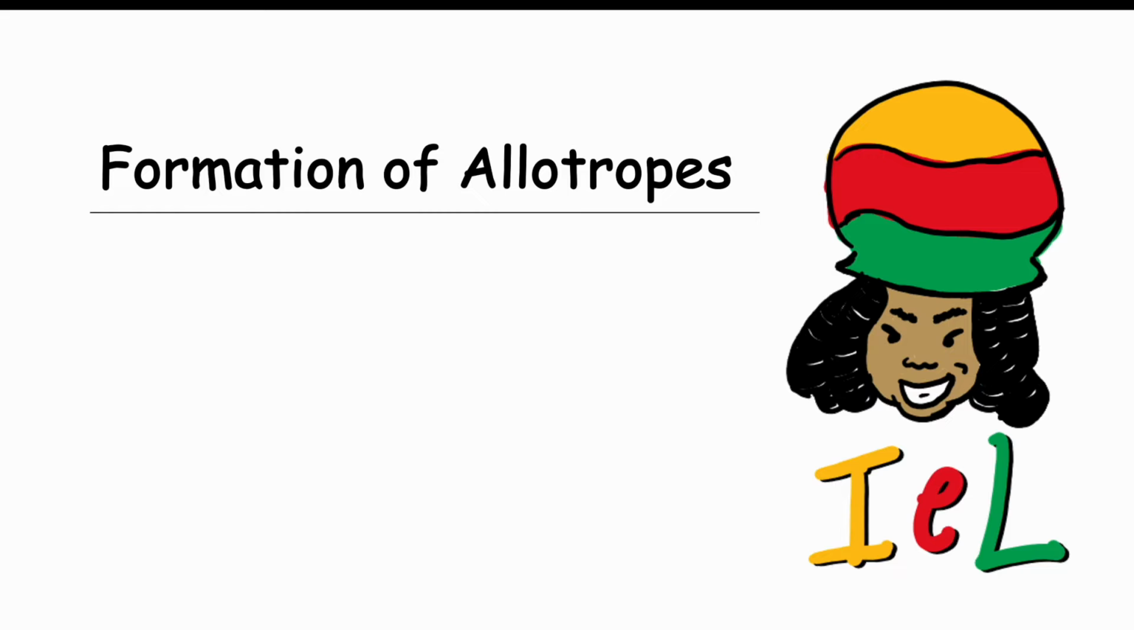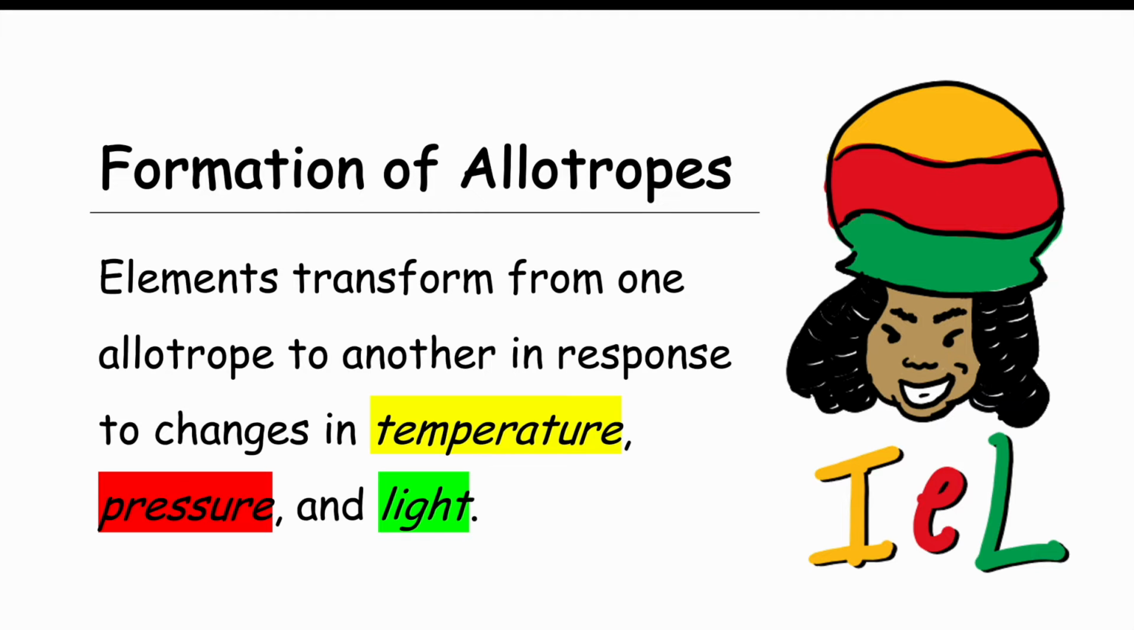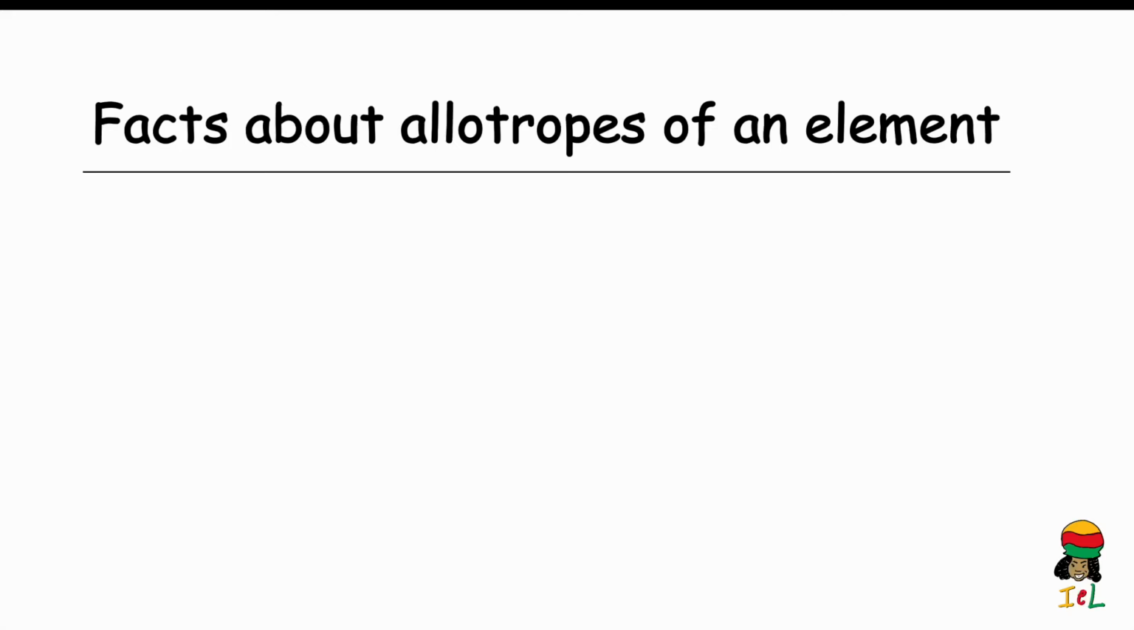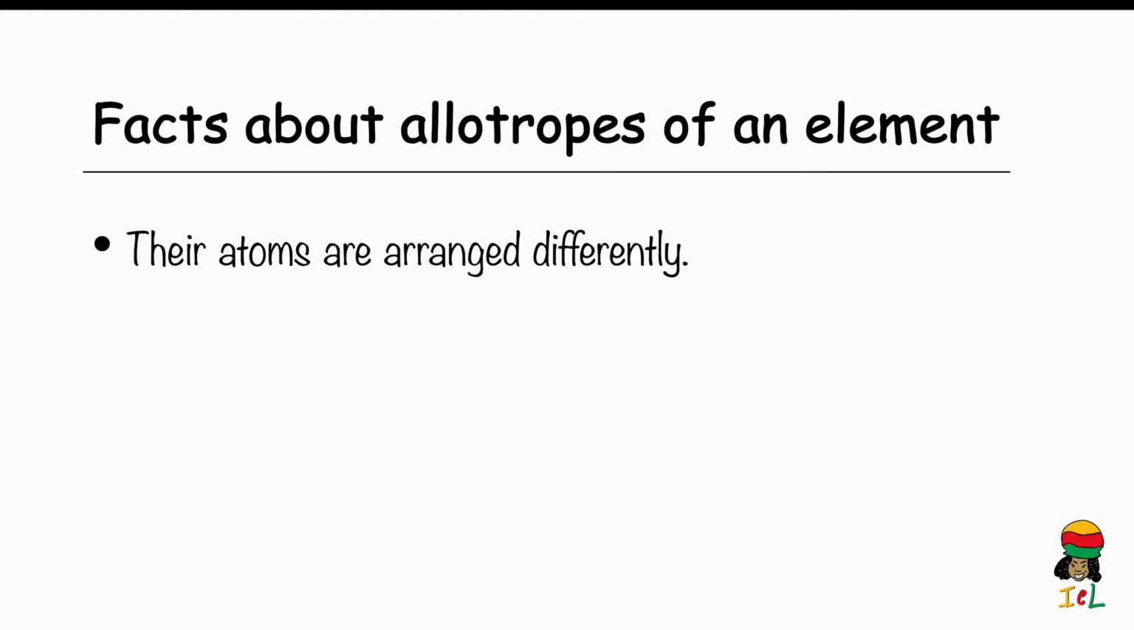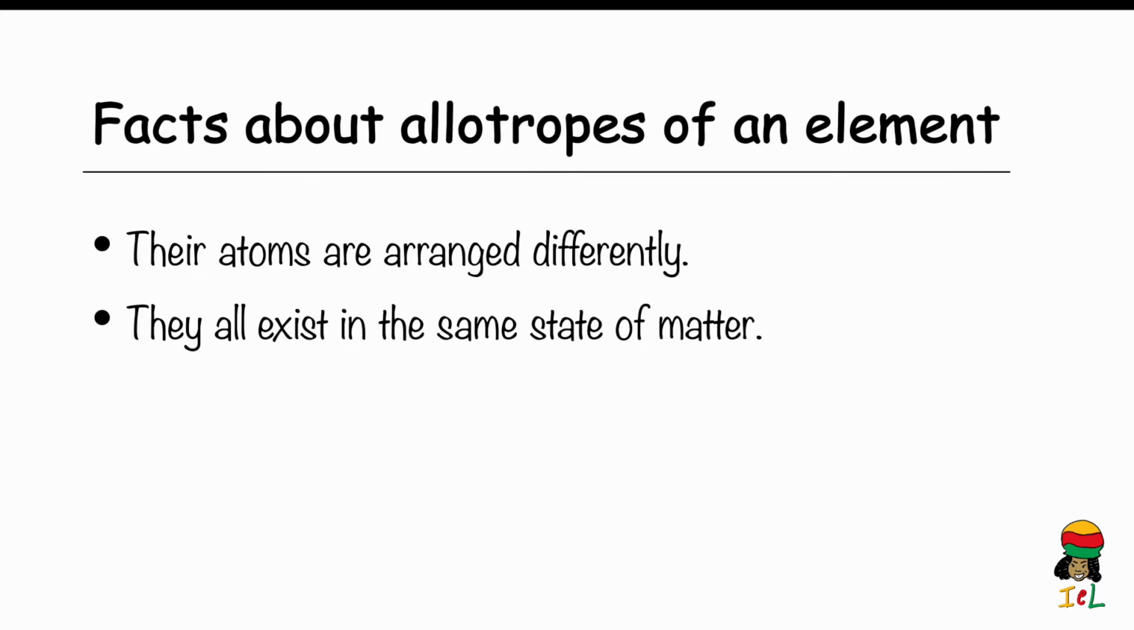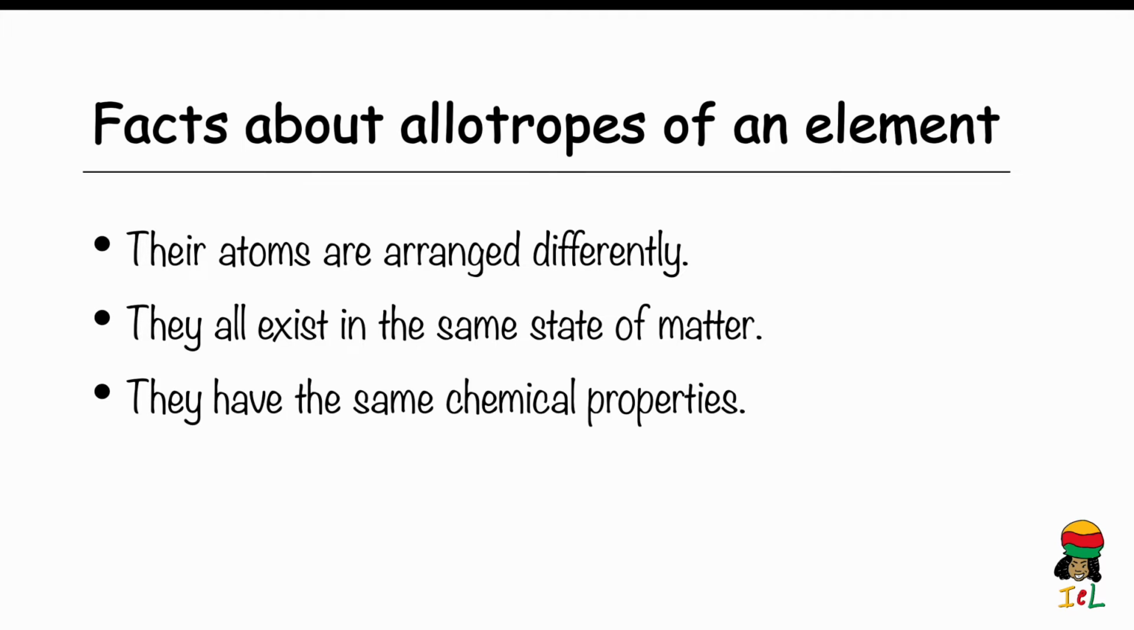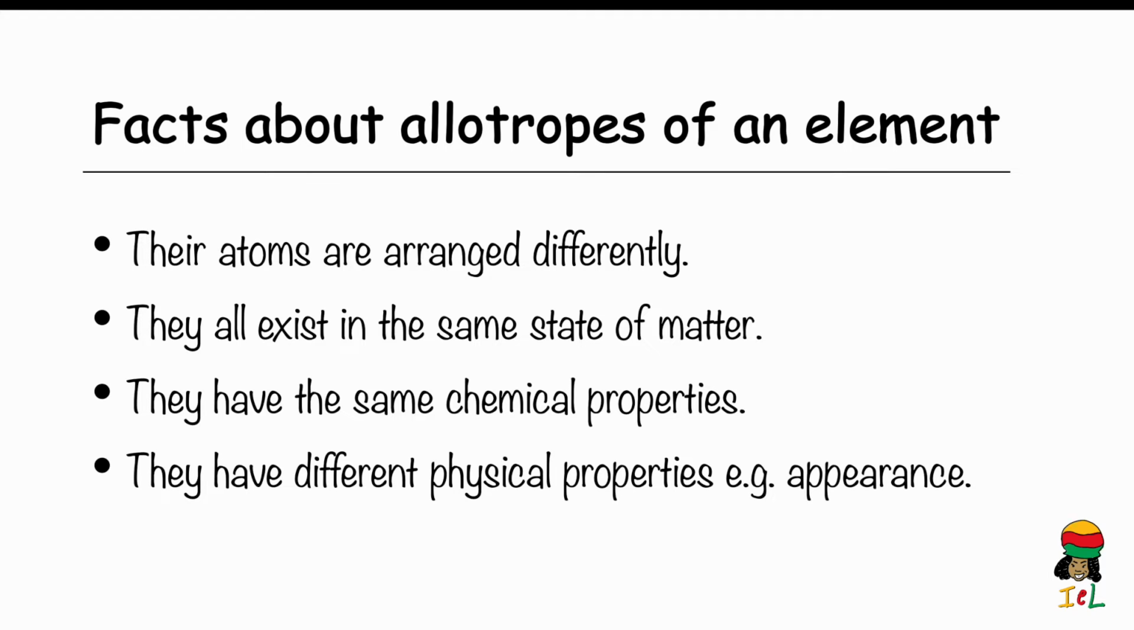How are allotropes formed? Elements transform from one allotrope to another in response to changes in conditions such as temperature, pressure, and light. So let's review some facts about the allotropes of an element. The atoms of allotropes are arranged differently. They all exist in the same state of matter. They have the same chemical properties, but their physical properties differ.